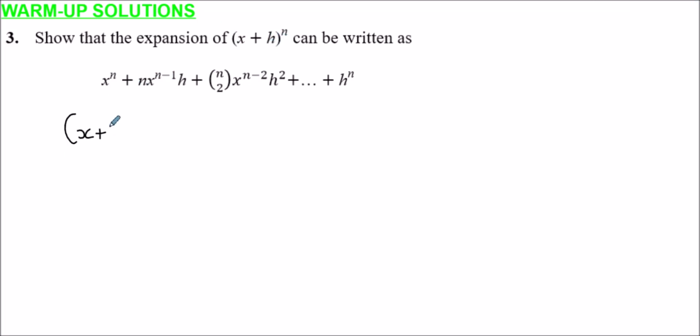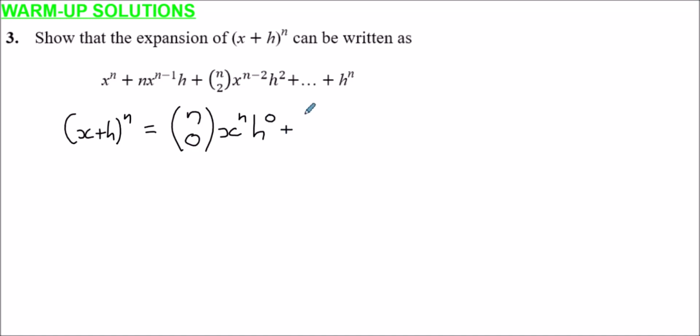Now, if the power is n, the binomial coefficient, the first one is n choose 0, and the first term in the binomial is going to be x to the power n. The power of the second term, in this case h, is always going to be the same as this bottom value, in this case 0.